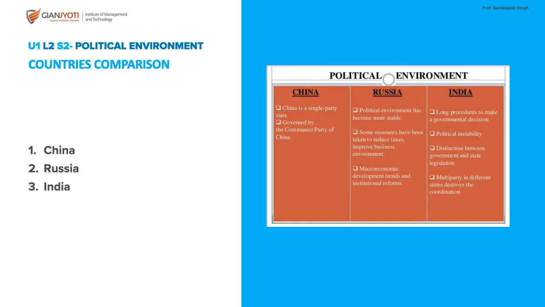If we talk of India, India has a multi-party system, and also you have the central government and the state governments. So as a result, there are long procedures to make a government decision, and if it is taken at the central level, it is very hard to implement throughout the country in all the states. There has been some political instability, but for the last now almost 6 years, that instability has gone.